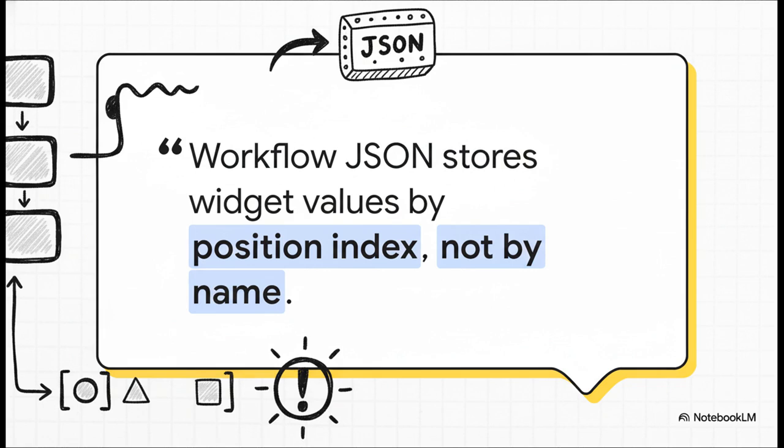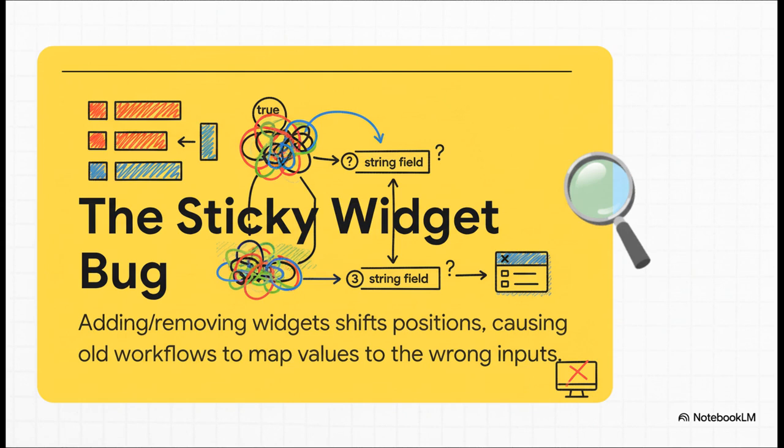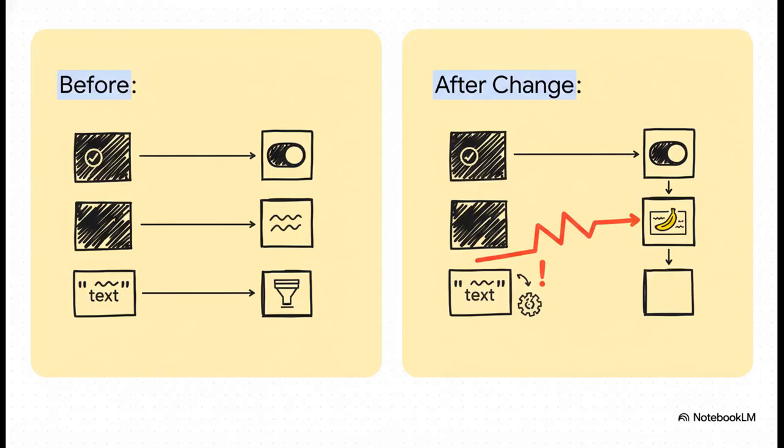It's all about position. And that one simple fact leads directly to something called the sticky widget bug. So imagine you add a new widget right in the middle of your list of inputs. When you load an old workflow, the JSON has no idea about your new widget. It just shoves its saved values into the slots based on the old positions. Suddenly, all the widgets after the one you added get the wrong data. A Boolean value gets crammed into a string field, a number goes into a dropdown. And the worst part? No errors. It just silently breaks.